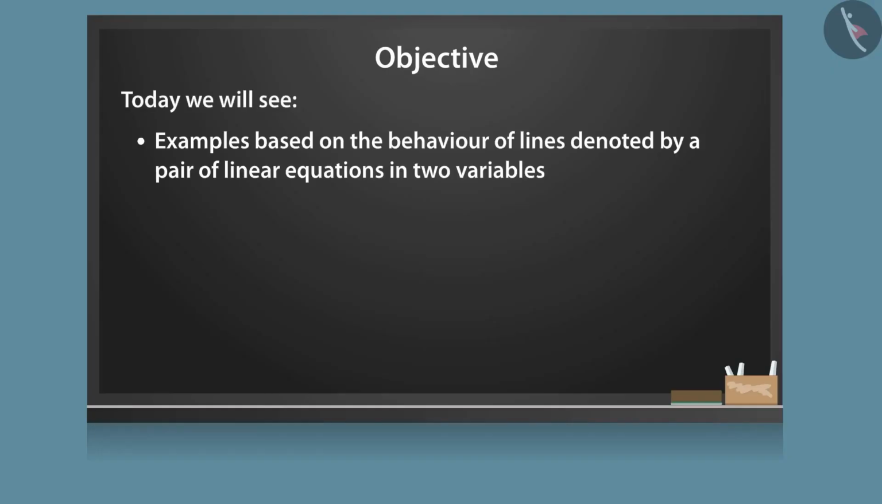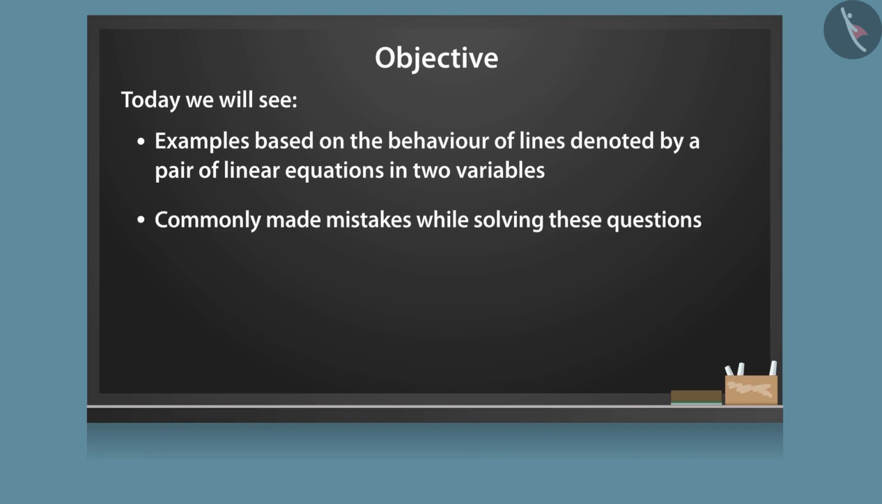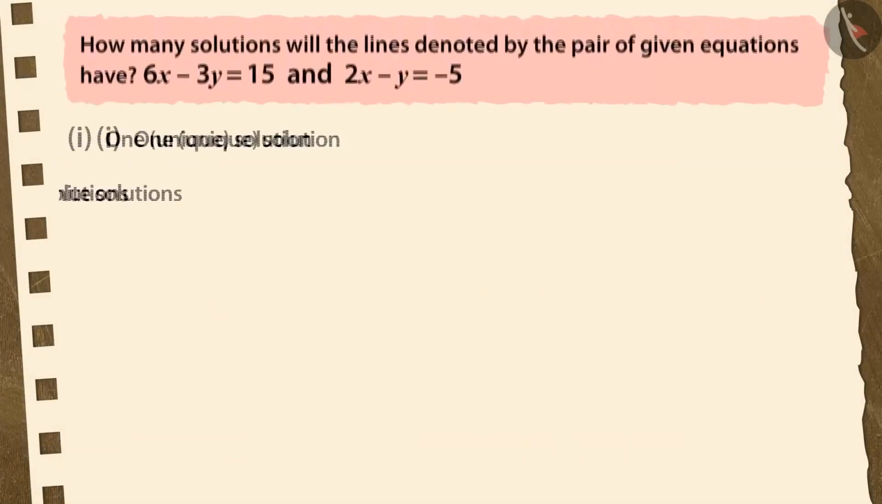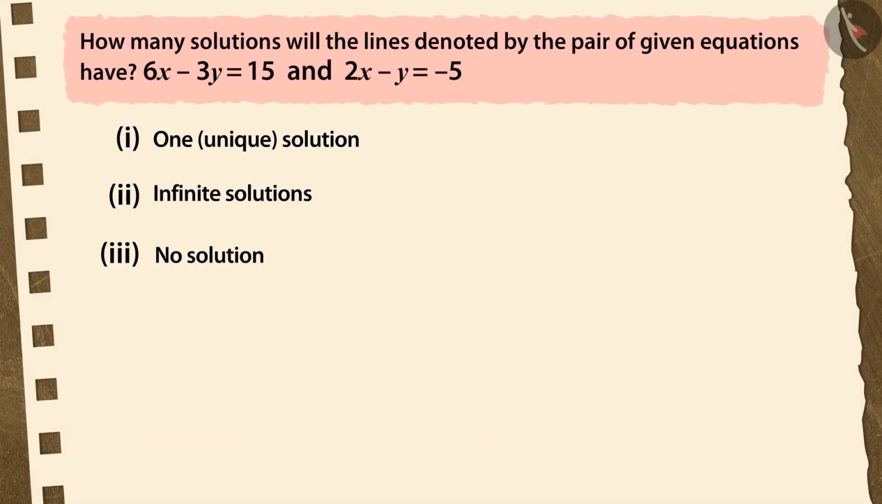In the last video, we studied the behavior of lines denoted by a pair of linear equations in two variables. Now, we will look at some of the commonly made mistakes based on this. How many solutions will the lines denoted by the pair of equations 6x minus 3y equals 15 and 2x minus y equals minus 5 have? Pause the video and try to solve this question.